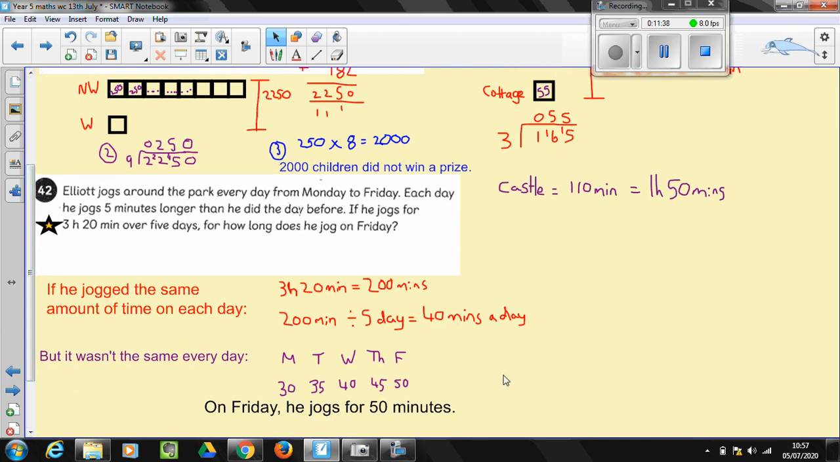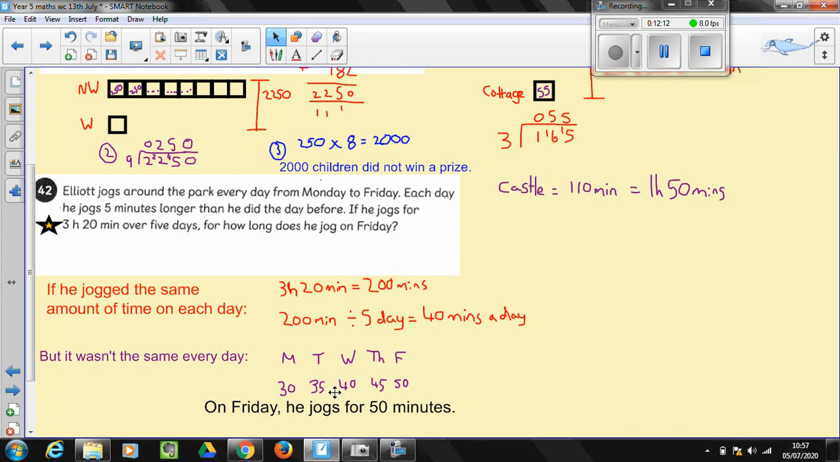Okay, for the next question, I started by imagining that he would jog the same amount each day. First of all, I converted the hours and minutes just into minutes, and it was 200 minutes. Then I said if it was 200 minutes split evenly between 5 days, it would be 40 minutes a day. So I imagined that he ran 40 minutes on Monday, Tuesday, Wednesday, Thursday and Friday. But I knew he couldn't run the same every day because it got 5 minutes longer.